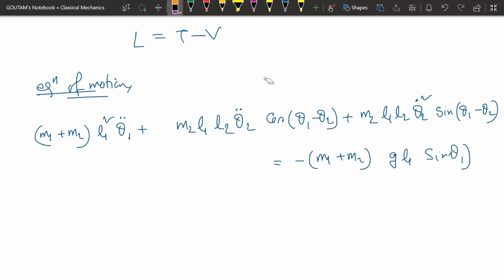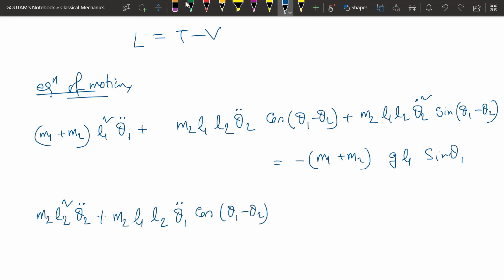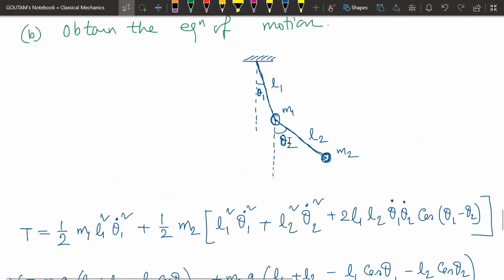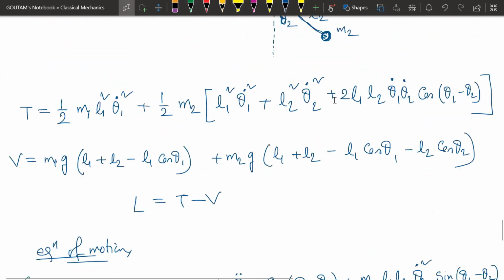So this is the first equation of motion, and the second equation of motion will be m2 L2 square theta 2 double dot plus m2 L1 L2 theta 1 double dot cos of theta 1 minus theta 2 minus m2 L1 L2 theta 1 dot square sine of theta 1 minus theta 2 equals minus m2 g L2 sine theta 2. These two are the equations of motion. If you solve the Lagrangian, you will find these two equations. So these two are the homeworks.